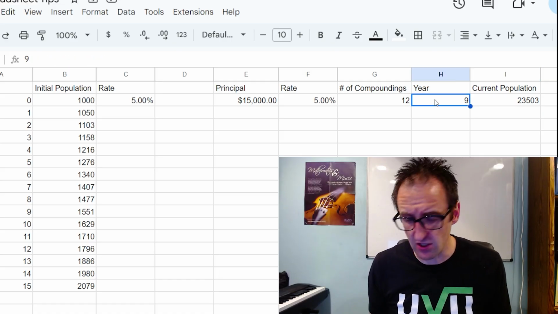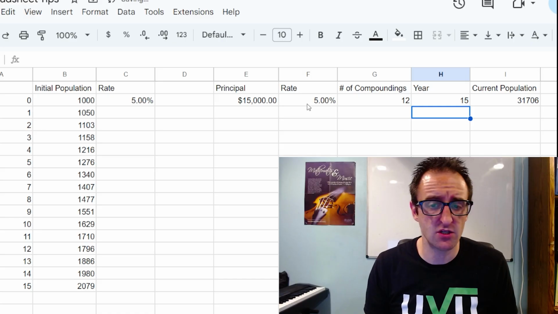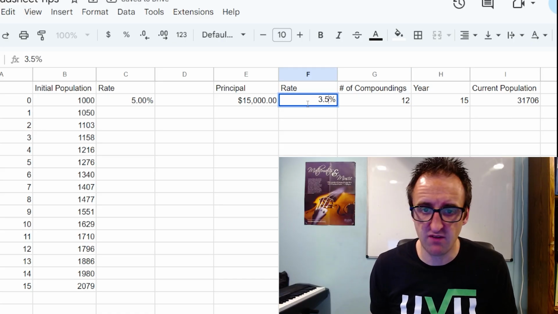You can change the years if you want. Maybe it's after 15 years. You can see how much that is. You can change the rate now to maybe 3.5%. That's pretty much how compound interest works and how to code it into a spreadsheet.